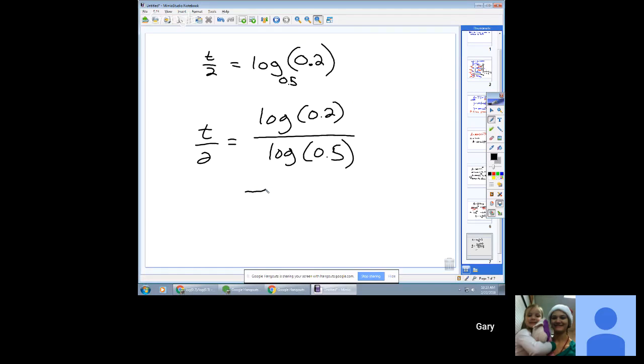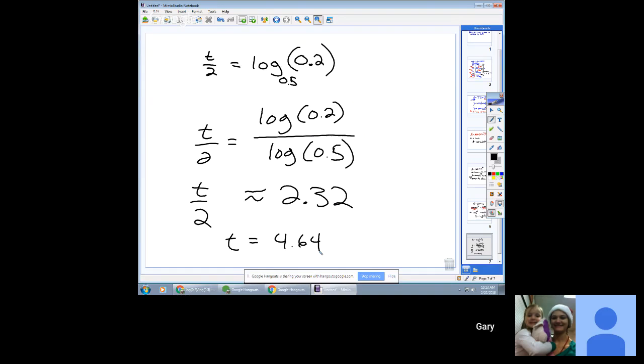So this side is now approximately 2.32. I haven't quite gotten T alone yet. What's the last step to get T by itself? We've got to divide by 2, so to get rid of it we multiply both sides by 2. So T is going to be double that, which is about 4.64.